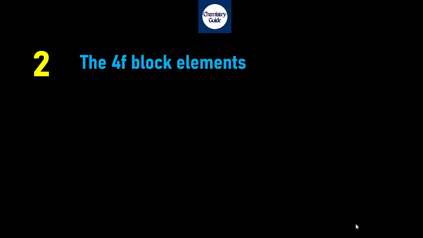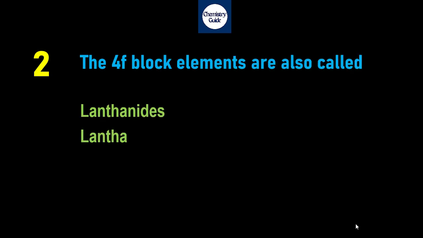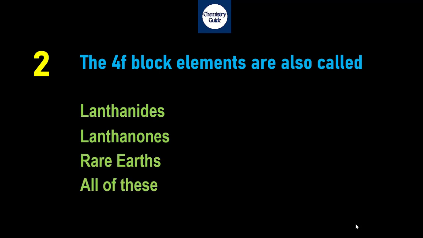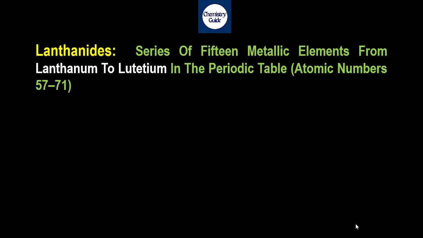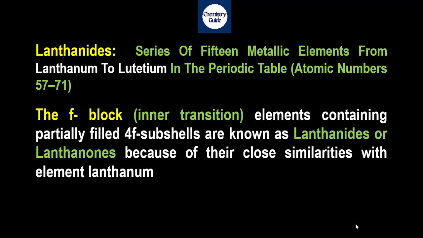MCQ number 2: the 4F block elements are also called lanthanides, lanthanons, rare earths, all of these. So the right answer is all of these. So why are they called all of these? First, why are they called lanthanides? Lanthanides is actually the series of 15 metallic elements from lanthanum to lutetium in the periodic table, from atomic number 57 to 71.